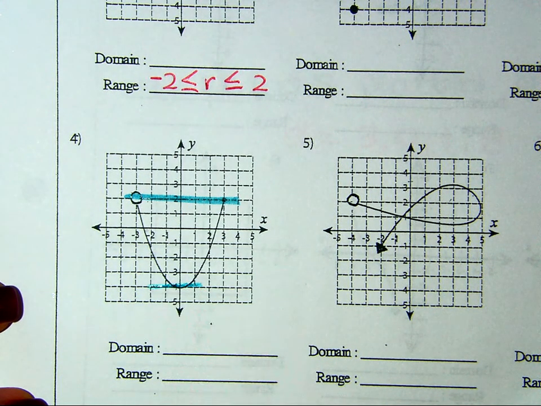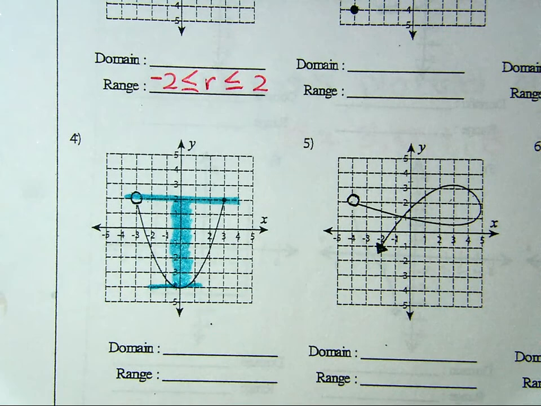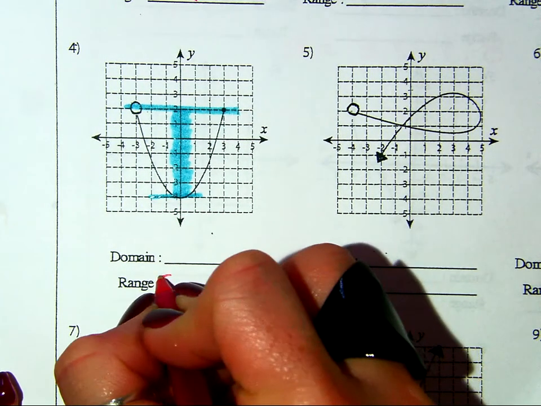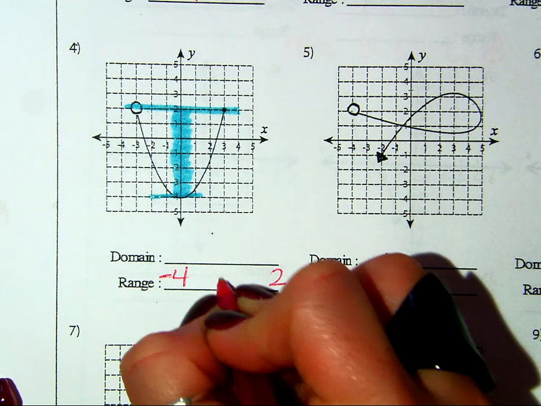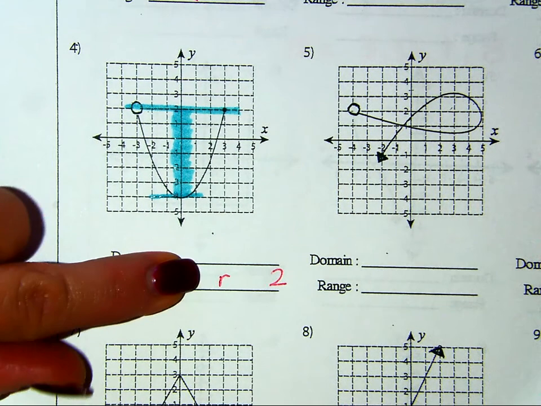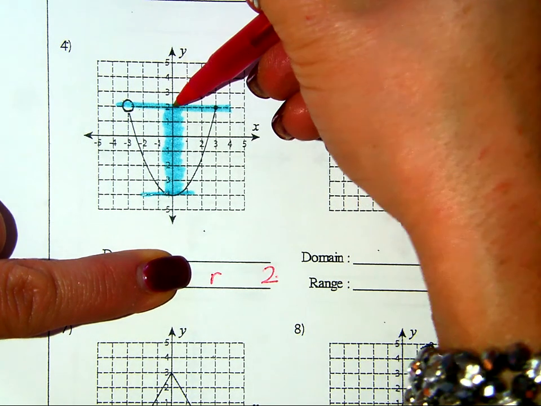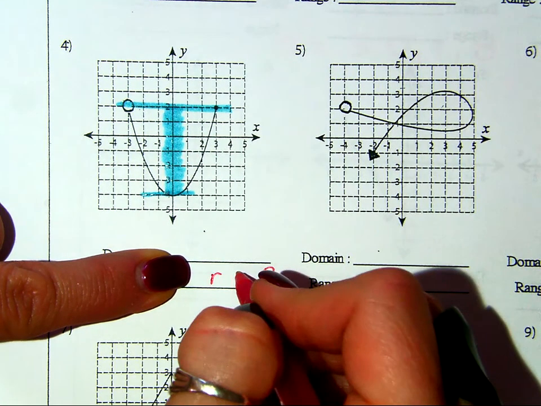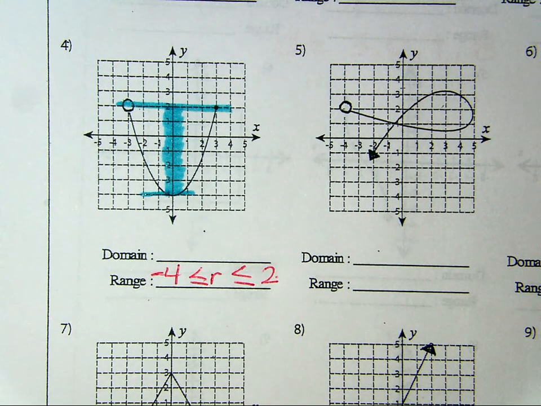Be careful when you write your numbers. What number do I want to put on the left? Negative 4. How far up can it go? 2. Range. Watch me. Cover this up. Look at 2. These numbers are what compared to 2? And so this has got to be greater than or equal to negative 4. Try number 7 right now for range.